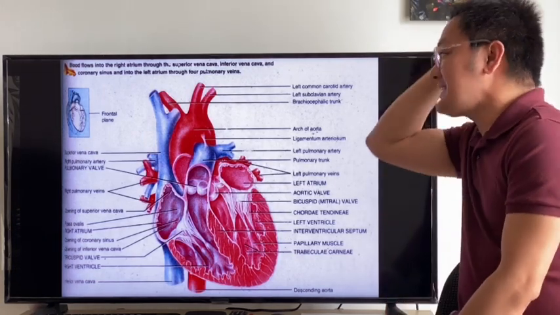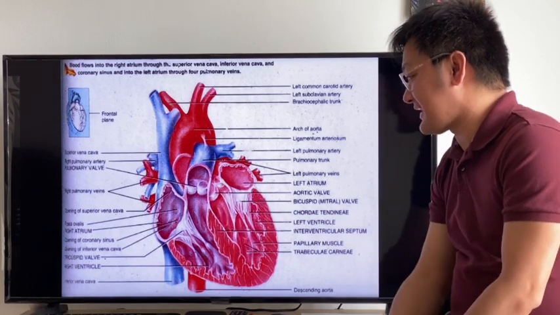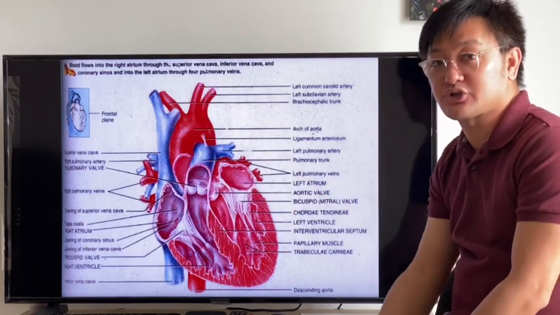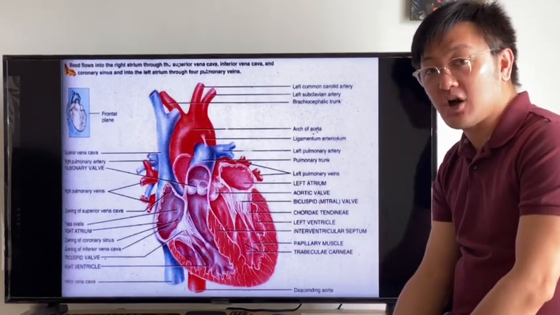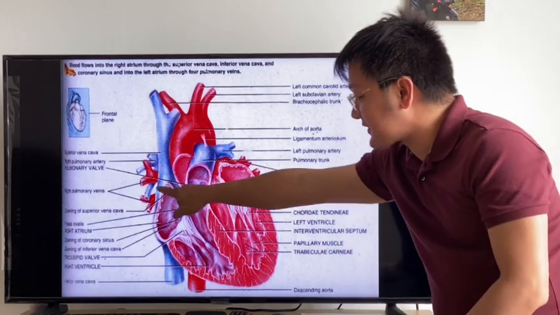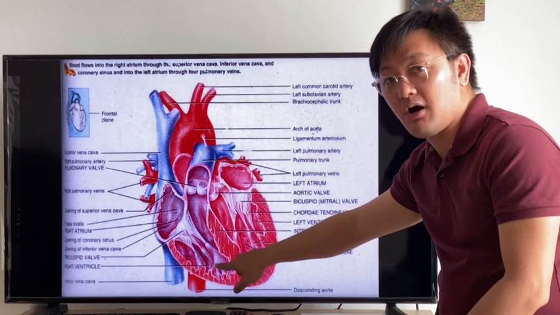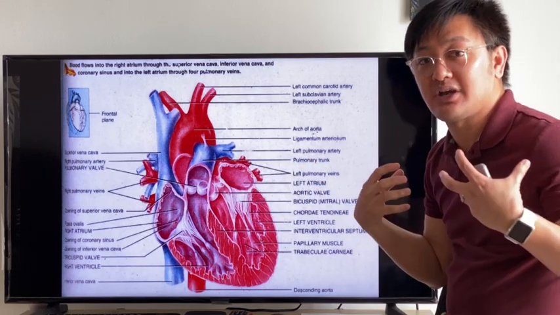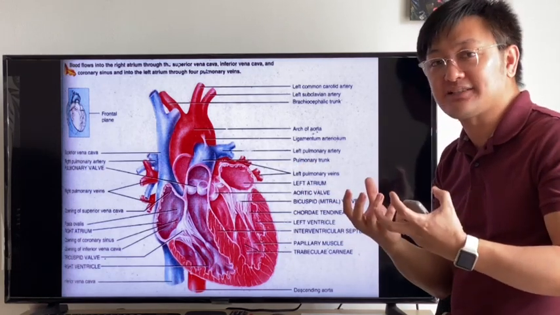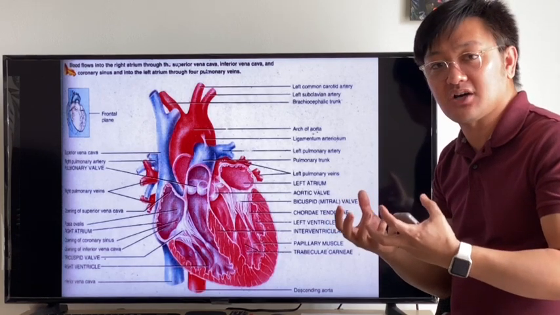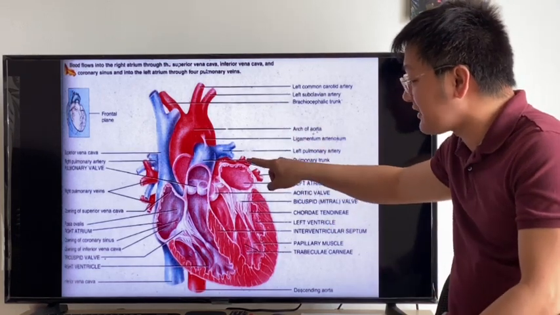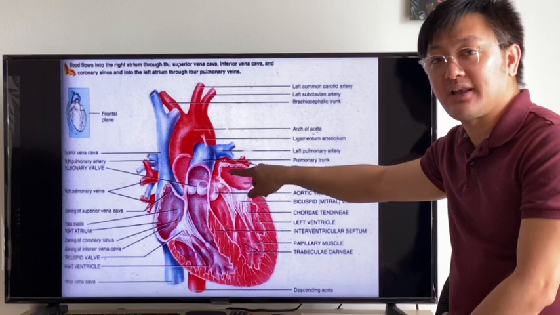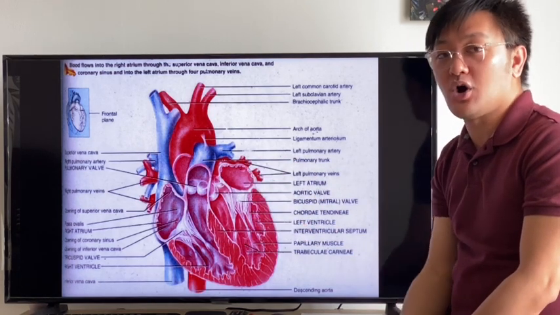Now, I said that we have two sides, the right side and the left side. The right side of the heart receives blood from the systemic circulation, and basically that is your unoxygenated or deoxygenated blood. When that blood enters the right side of the heart, it is the responsibility of the right side to pump the blood to your pulmonary area for oxygenation purposes. Once the blood is oxygenated, it goes to your pulmonary veins, and the pulmonary veins will direct the blood to the left side of the heart. That is why the left side of the heart receives and pumps oxygenated blood.